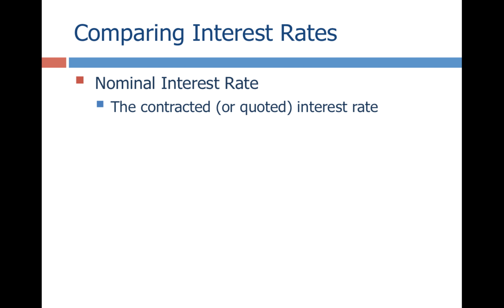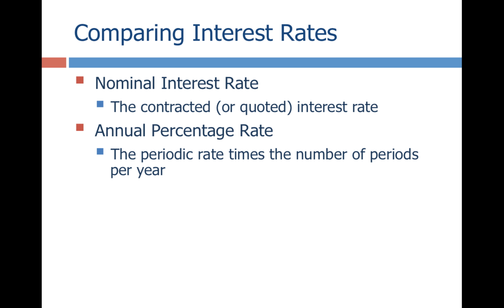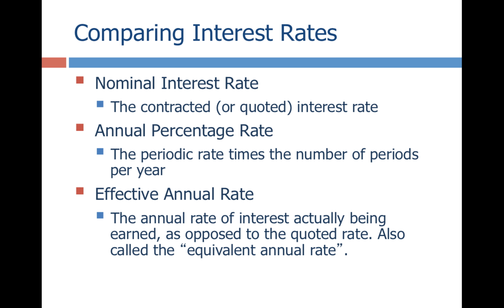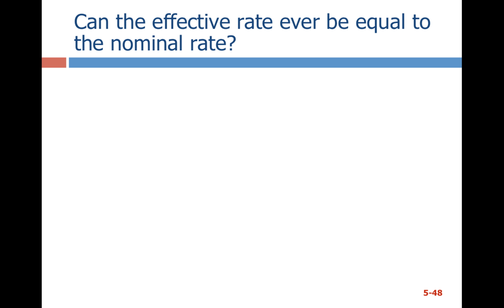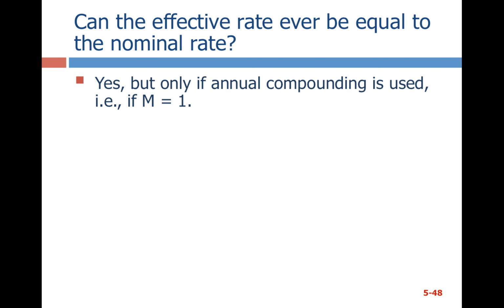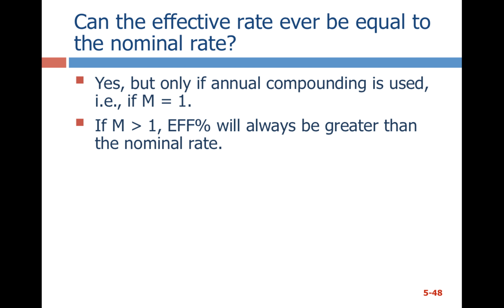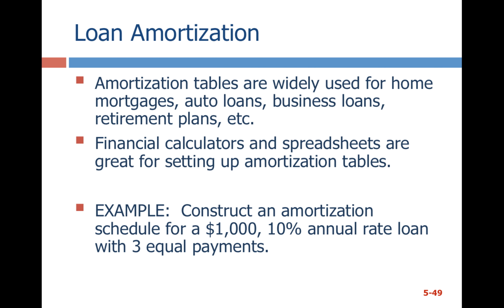So we already talked about the nominal interest rate. This is the contract or quoted interest rate. The annual percentage rate is the periodic rate times the number of periods per year. And the effective annual rate is the annual rate of interest actually being earned as opposed to the quoted rate. It's also called the equivalent annual rate. Can the effective rate ever be equal to the nominal rate? Yes, it can, but it's only the case if annual compounding is used. In other words, if m equals 1. If m is greater than 1, the effective annual rate will always be greater than the nominal rate.